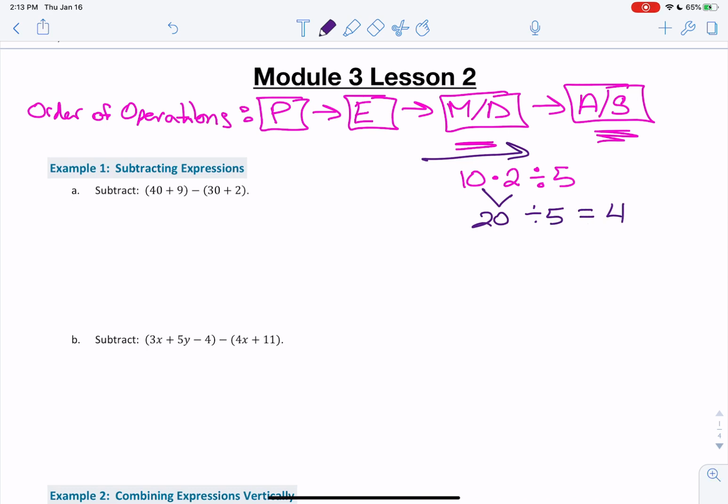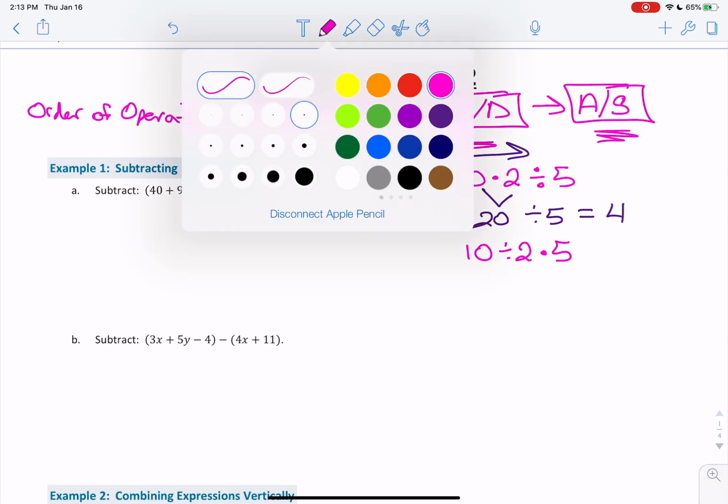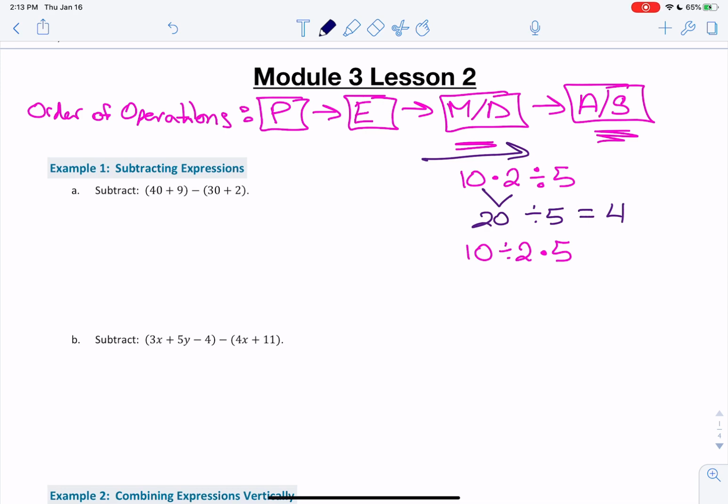But if the problem was 10 divided by 2 times 5, in this case, the division comes first. So we would divide first, and 10 divided by 2 is 5, and 5 times 5 is 25. As you can see, two very different numbers. So when you're working with PEMDAS, remember, multiplication, division, it's whichever one comes first in the problem when you're reading it left to right. The same thing happens with addition and subtraction.